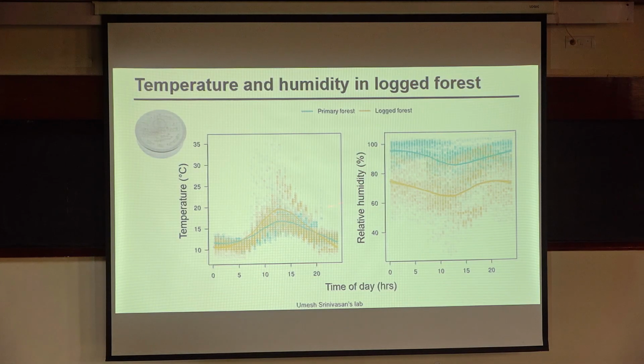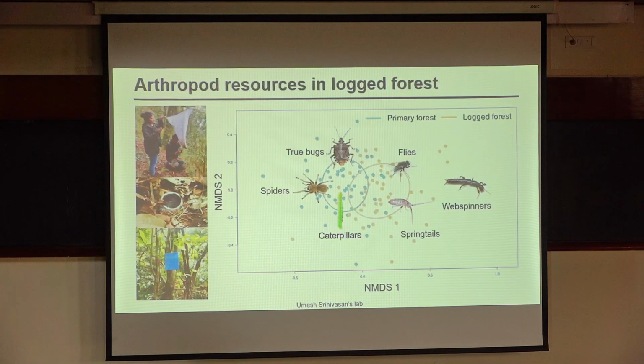And so as a result of increased temperature, humidity also goes down. So logged forest is hotter and drier, and that leads to change in arthropod community composition. There are fewer spiders, fewer bugs, and fewer caterpillars in logged forest. There are more flies in logged forest than in primary forest. And what these birds are eating are the bugs, the spiders, and the caterpillars. So those are declining in logged forest. And so that's likely to have implications for the performance, the fitness of these birds.